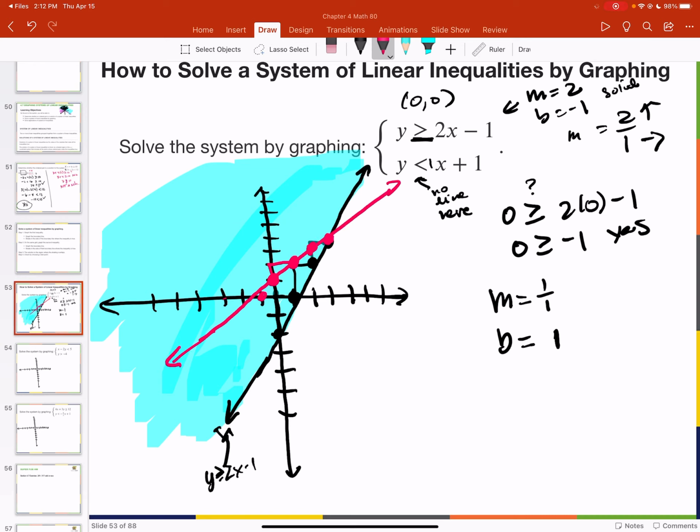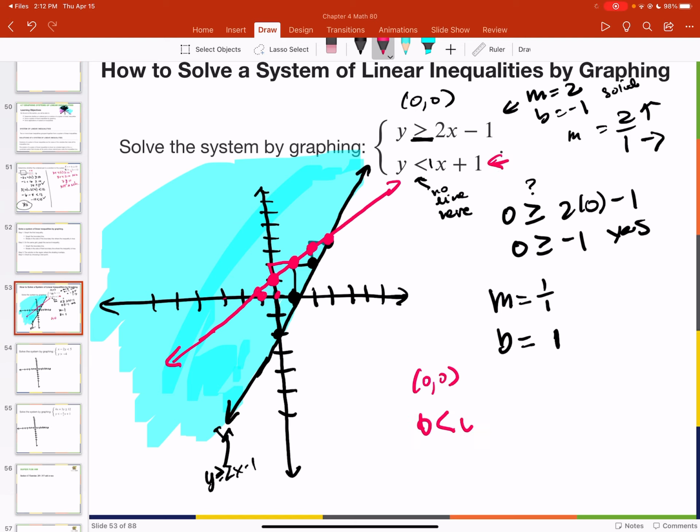Okay. And then what side do we shade? So now we have that. Well, what side are we shading now? We're shading, let's test the point. So let's test the origin. So the origin is 0, 0. So we're going to test that point, 0, 0, and plug it into this equation here.